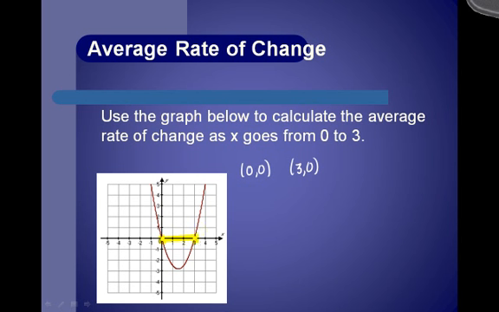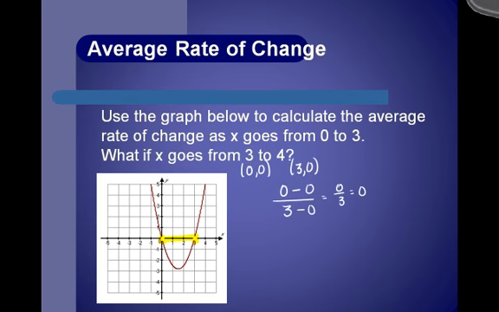So what the average rate of change formula says is if you have 2 points, then we're going to plug it in our formula. y2 minus y1 divided by x2 minus x1. So in this case it's 0 over 3, so the average rate of change is 0.